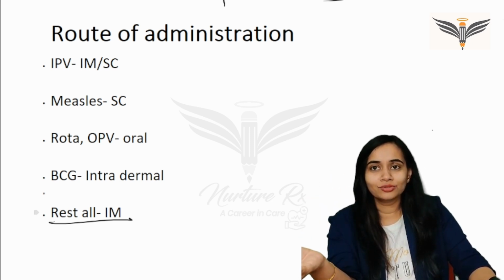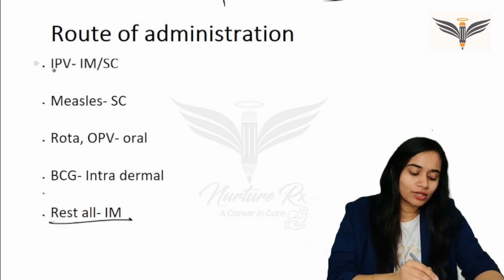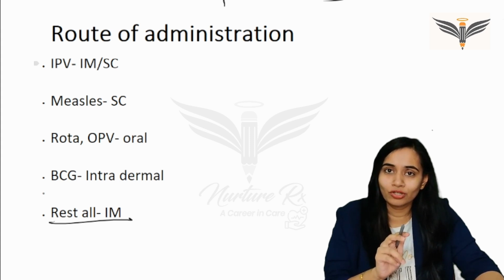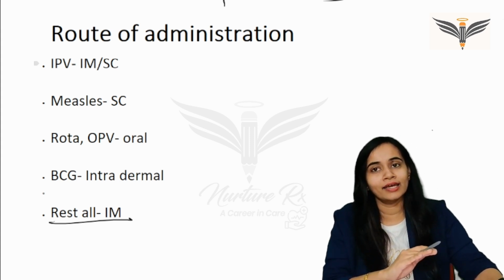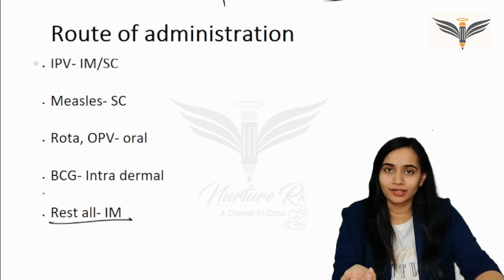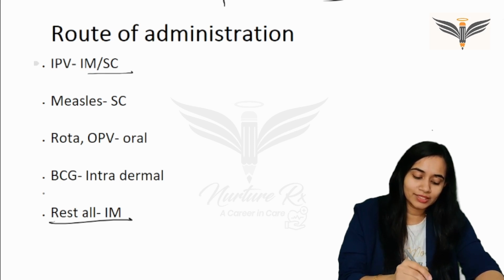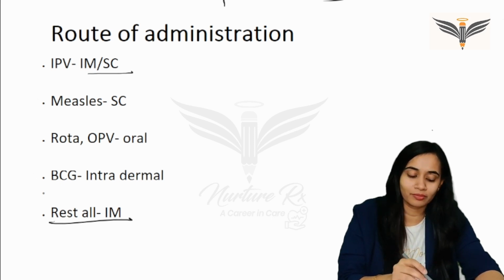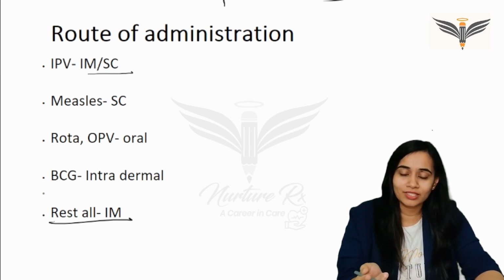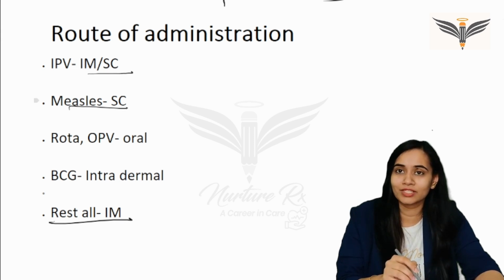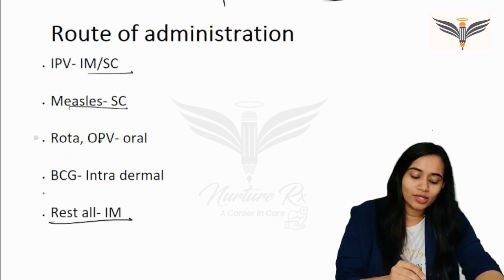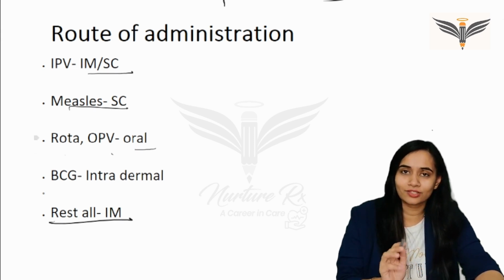What are the other routes of administration? So we see the injectable polio vaccine. It is either given IM or it is given subcutaneously. This you have to remember. See, these are the only exceptions that you have to remember. So IPV can be given subcutaneous. Again, measles can be given subcutaneously, right? Rotavirus and OPV is given as oral vaccines.